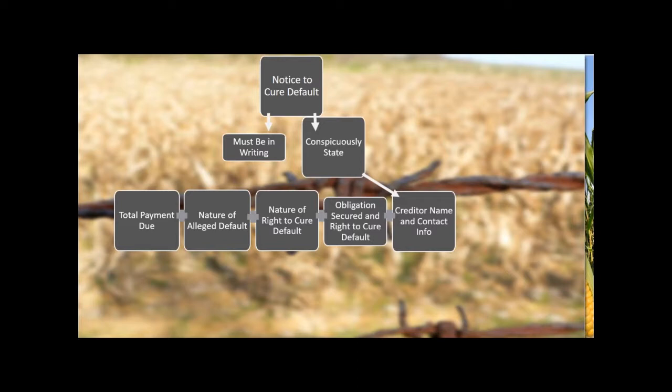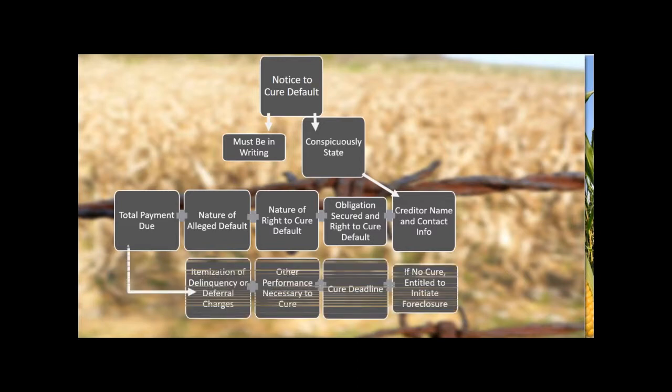It has to give a statement of the total payment, including an amortization of any delinquency or deferral charge. It has to state any other performance that might be necessary to cure the default. It has to give a cure deadline as an exact date. And it has to include a statement that if the borrower does not cure the alleged default, the creditor or a person acting on the creditor's behalf can proceed with initiating a foreclosure action or procedure. If you do agricultural foreclosure as an attorney, you simply have a form or a template to make sure that you hit all these.